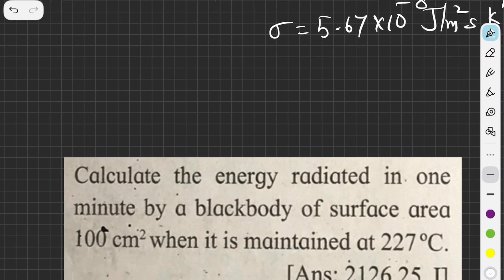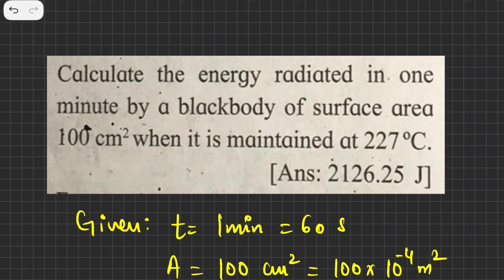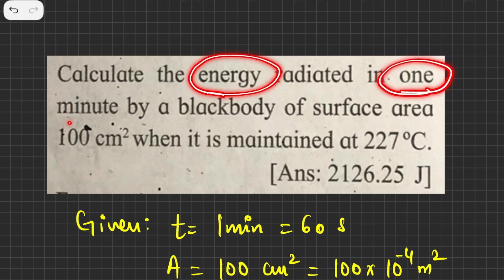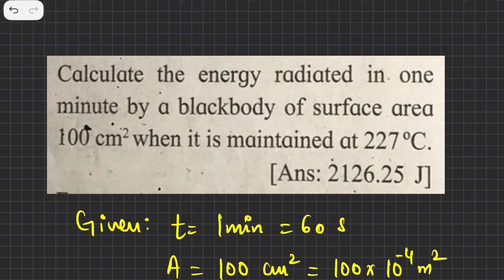Let's see. This is one numerical which is pretty easy, and let's see how it works. You can pause the video and go through the question. Calculate the energy. So basically we are supposed to find out energy in 1 minute. So this is one data, 1 minute, and the surface area, that is 100 centimeters square, is another data, and maintained at 227 degrees Celsius. That means the temperature is given.